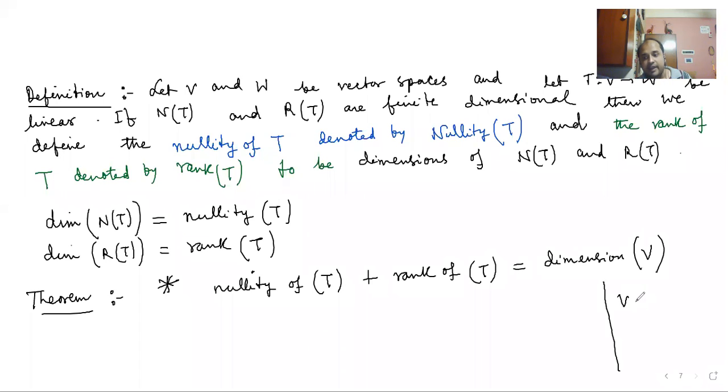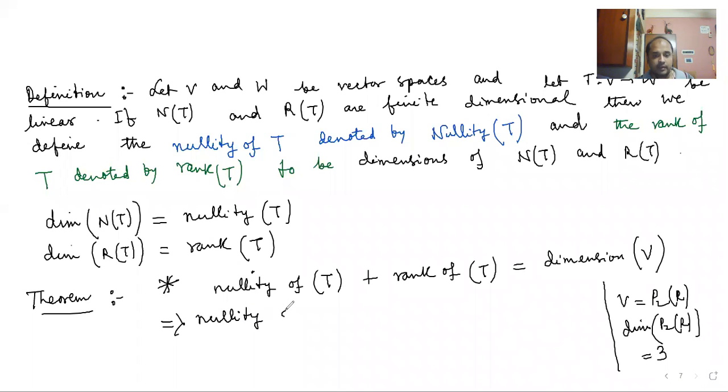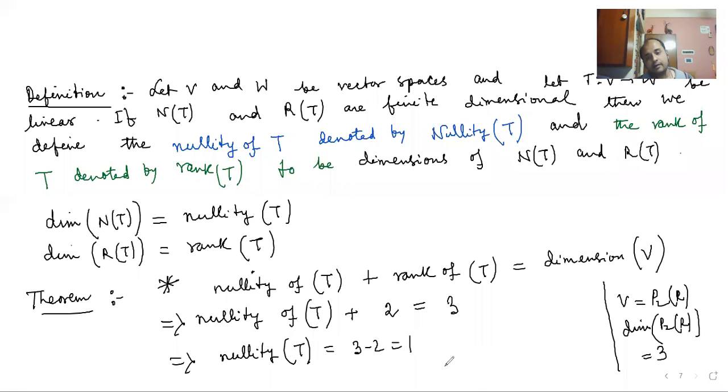In here, my vector space V is P2R, and you know that the dimension of P2R is actually 3. So we can find the nullity of T from this formula. For our previous example, we have found that rank of T is 2 and dimension of P2R is 3. Therefore nullity of T is equal to 3 minus 2, that is 1.